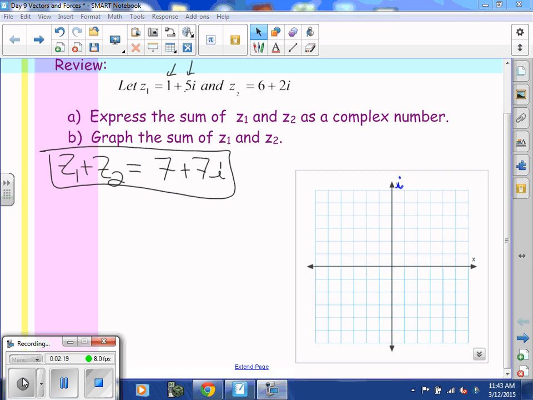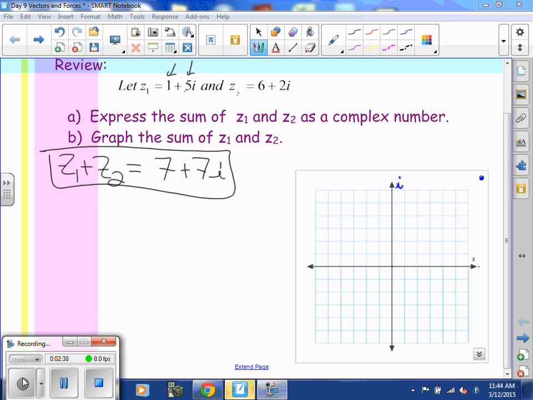So you can see how to do this. It's really easy. Start at the origin. I need to graph 7 on the x because that's the real number. 1, 2, 3, 4, 5, 6, 7. I'm off my grid. And then I have to go up on the i, 7. 1, 2, 3, 4, 5, 6, 7.